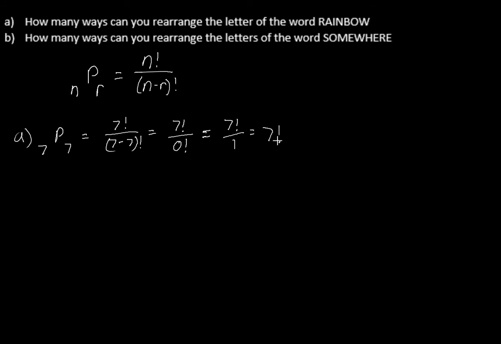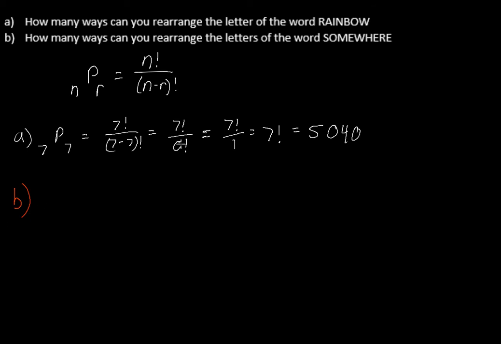And again, you can use the factorial button on your calculator, or you can actually go through and multiply 7, 6, 5, 4, 3, 2, 1. Either way, we'll end up with 5,040 different possibilities for us to rearrange the letters of the word rainbow. We can rearrange it 5,040 times. So this is just another example of things that you can do with permutations. But something interesting happens in part B.